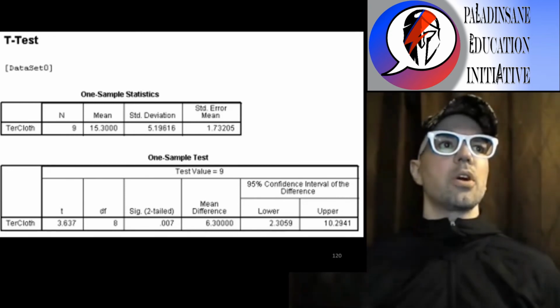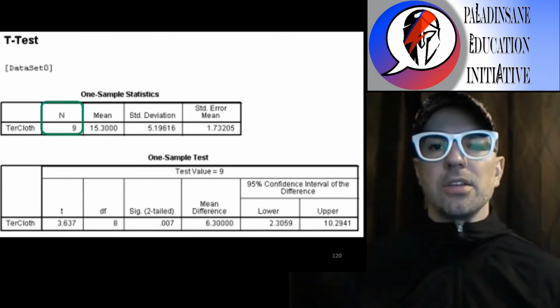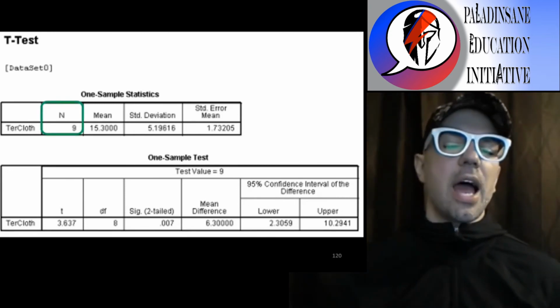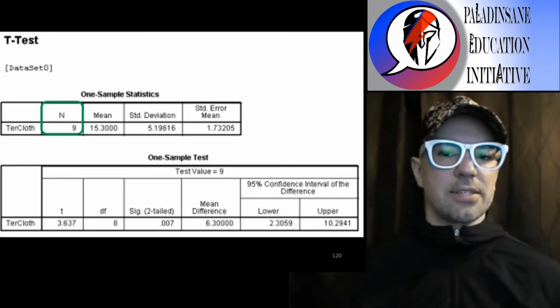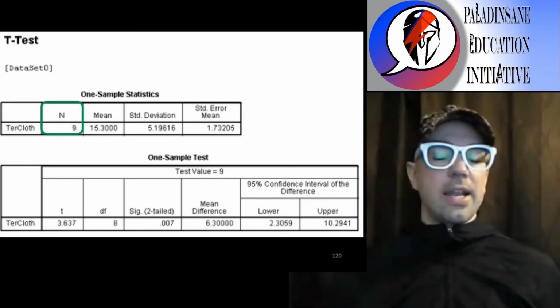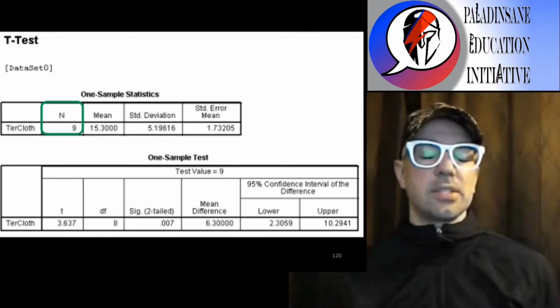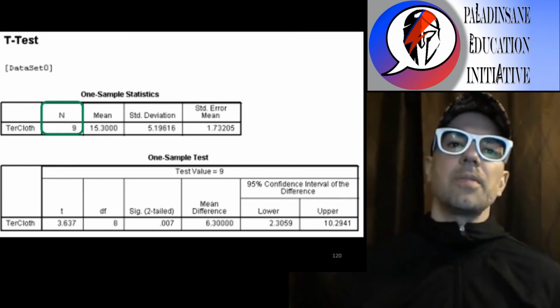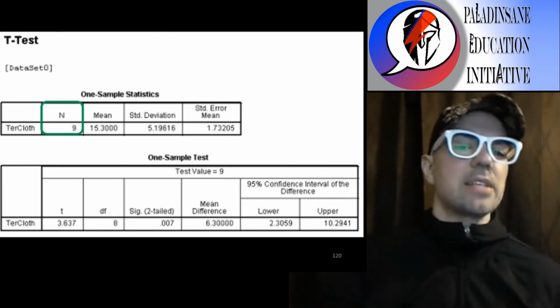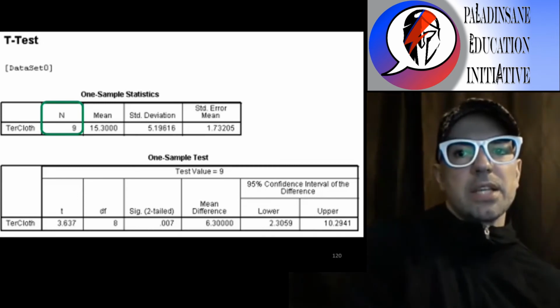Well, the first thing we're going to want to check is that N. So that second column indicates how many scores SPSS was given. So we had 9 monkeys. SPSS is telling us that it has 9 scores. That gives us confidence that we didn't mess up when we were transferring data into SPSS.